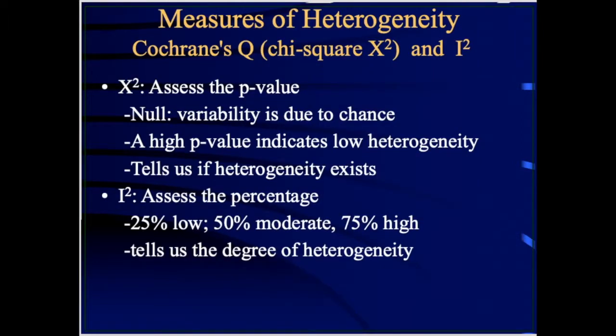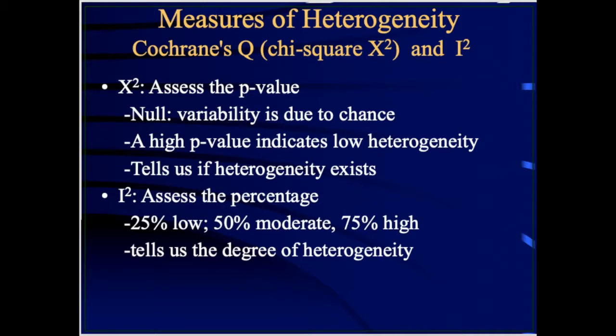So again, the measures of heterogeneity for us to assess statistical heterogeneity include Cochrane's Q, or chi-squared, and the I-squared test. So the chi-square, we're going to assess the p-value. The null for this test is variability is due to chance. A high p-value indicates low heterogeneity, and it tells us whether heterogeneity exists. It's not a very precise test, but it does give us a good idea.